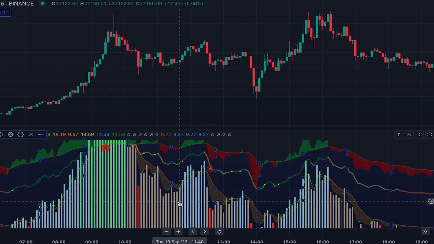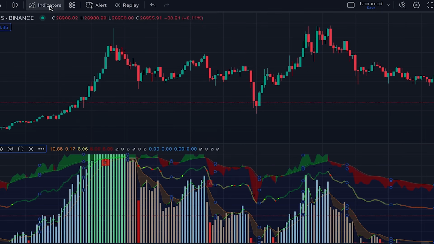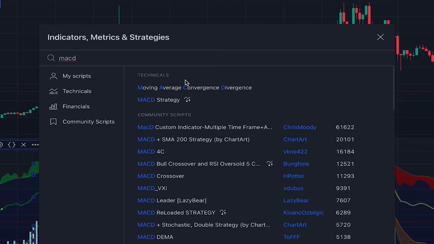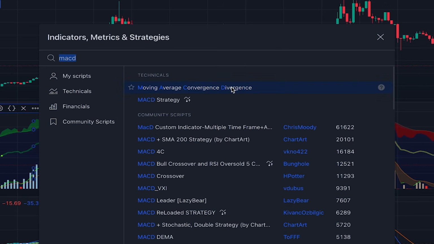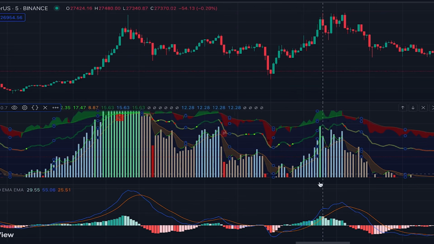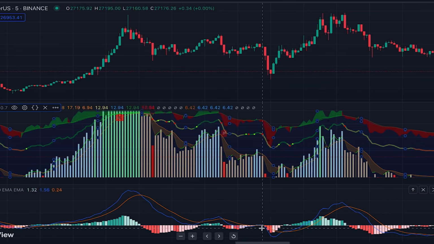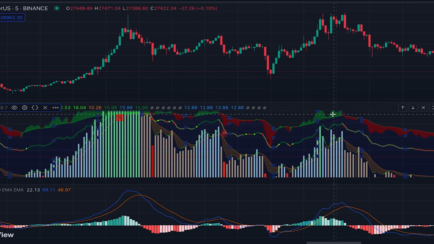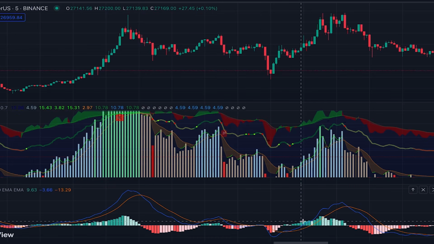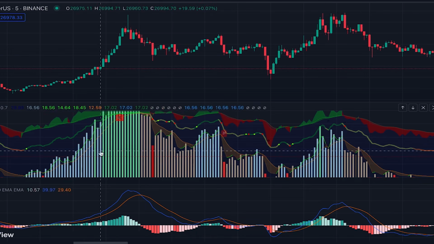We have also other momentum indicators like MACD, this one, moving average convergence divergence, and you can see that MACD is also showing us the momentum changes similar to this part of this indicator, and even with lower noise compared to this indicator. So our focus with this indicator will be on this histogram.